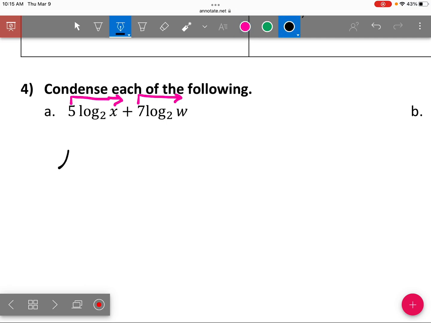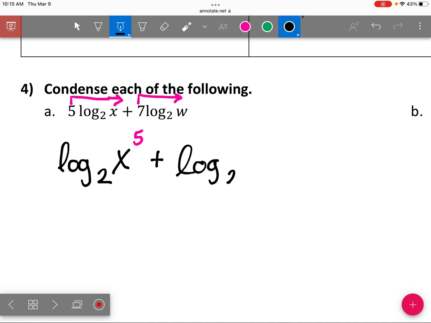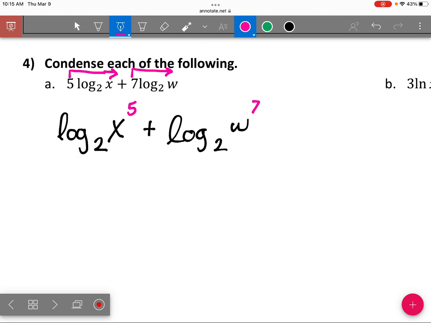So we're going to have log base 2 of x to the 5th plus log base 2 of w to the 7th. Then what are we going to do? What operation can I deal with next? Yeah, multiplication. My addition is going to become multiplication.